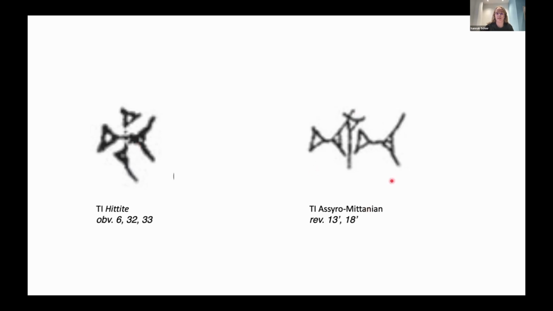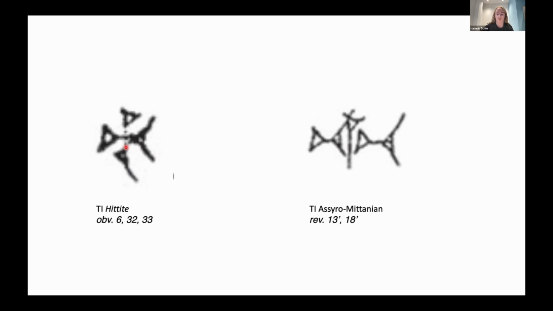On the right, you can see the Assyro-Mitannian variant. The horizontal wedges are more elongated, and they dominate the geometry. To produce this form, the scribe must physically rotate his wrist compared to the other sign. He must alter the pressure of the stylus against the wet clay. He must override his own trained default.